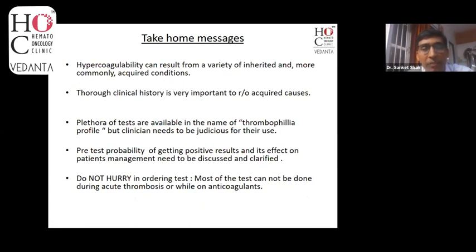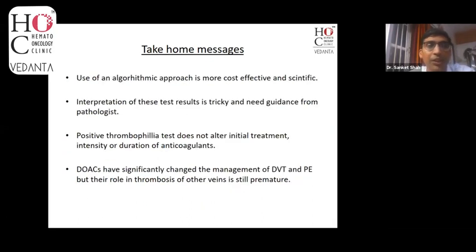Most of the tests cannot be done during acute thrombosis or while on anticoagulant. Use of an algorithmic approach is more important. Interpretation of these test results is tricky and needs guidance from expert pathologists also. A positive thrombophilia test does not alter initial treatment, treatment intensity, or even duration of anticoagulants. DOACs have significantly changed the management of DVT and PE, but their role in thrombosis of other veins is still premature.